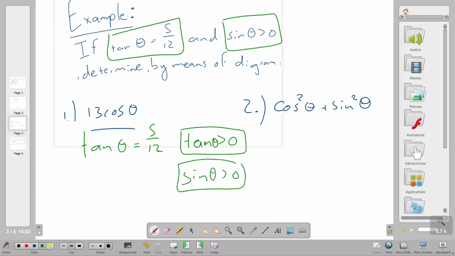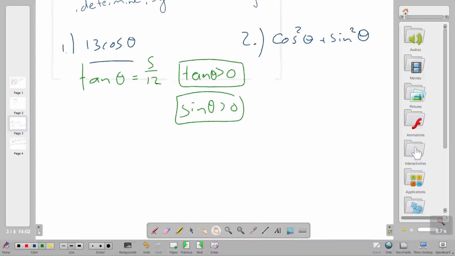Well, let's take a look at our CAST diagram quickly. Alright, if I just quickly draw my diagram. And let's mark off. Where's tan positive? Well, tan is positive here and there in the first and third quadrant. And where is sine positive? In the first and the second quadrant. So we see that we are actually located in the very first quadrant.